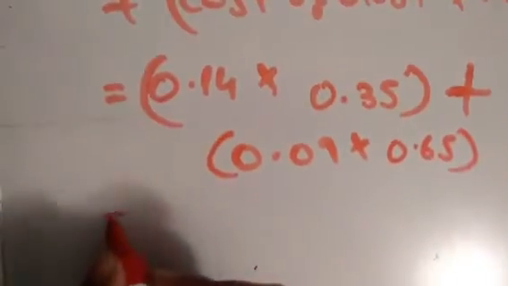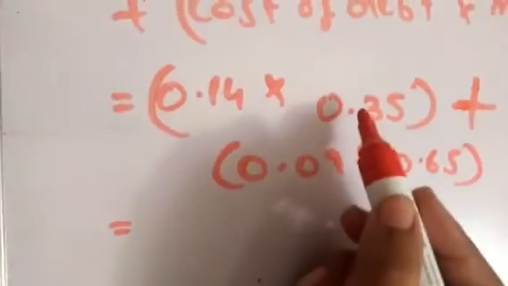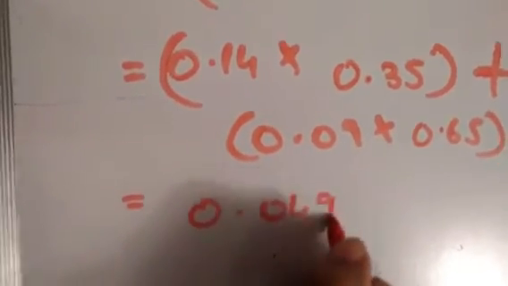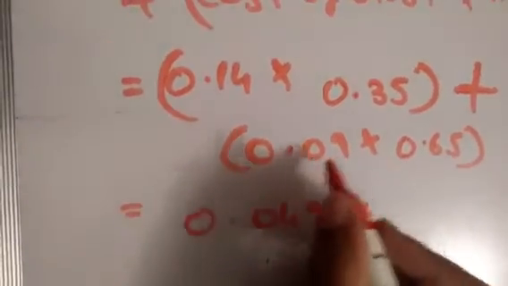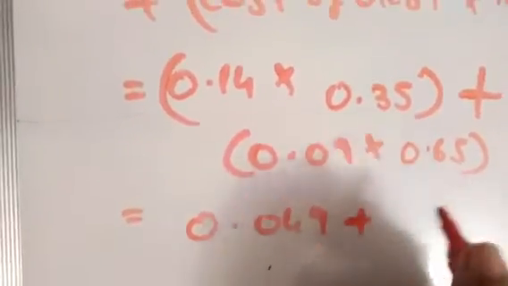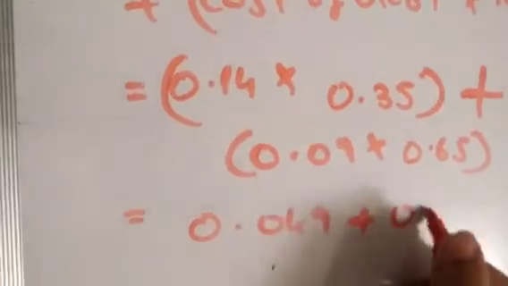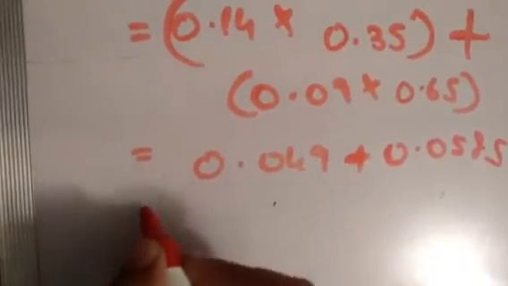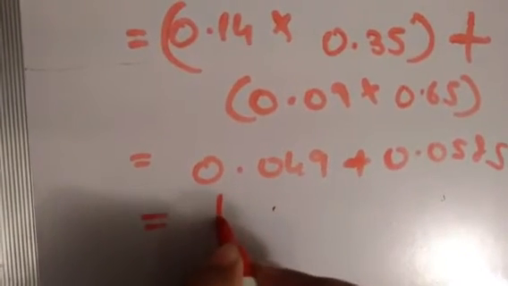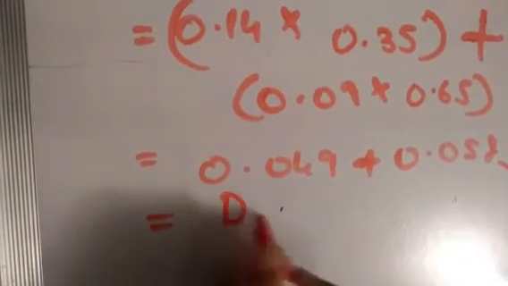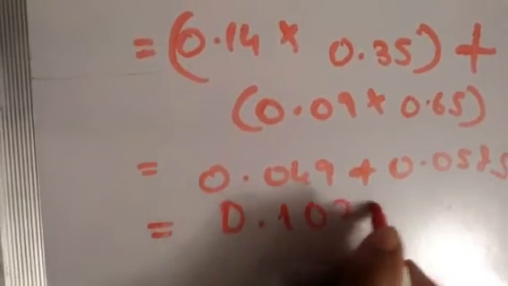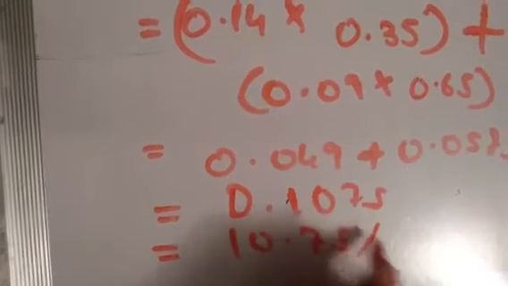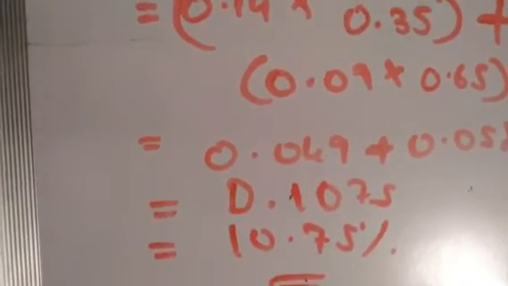Okay, so by calculating 0.14 into 0.35, we get 0.049, and we have to add it with 0.09 into 0.65, which is equal to 0.0585. While adding both, we get the answer as 0.1075. We can say it is 10.75%. So this is our weighted average cost of capital.